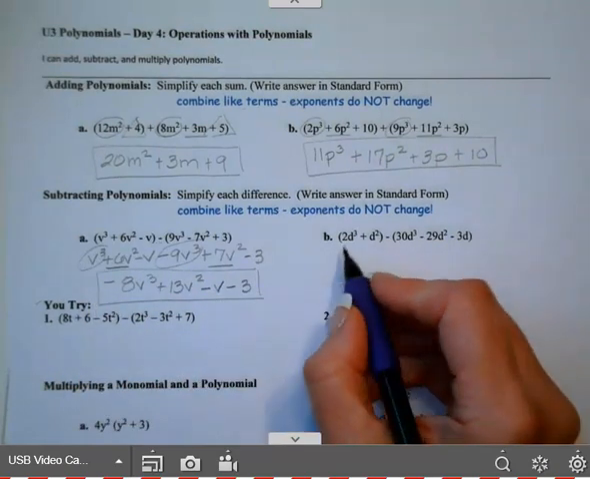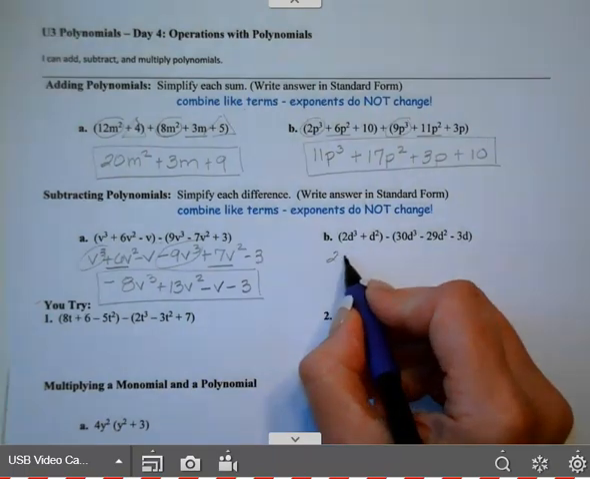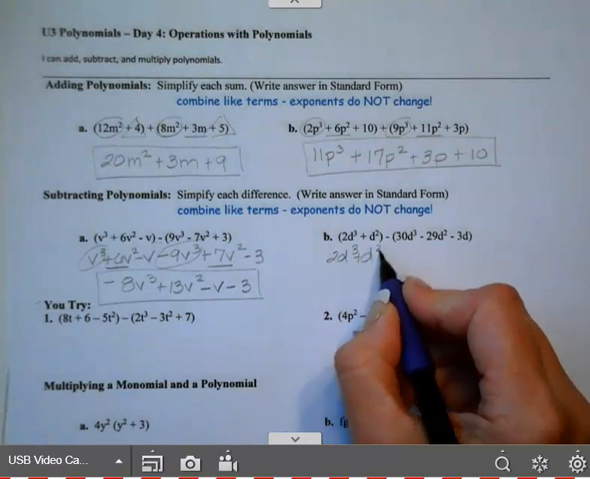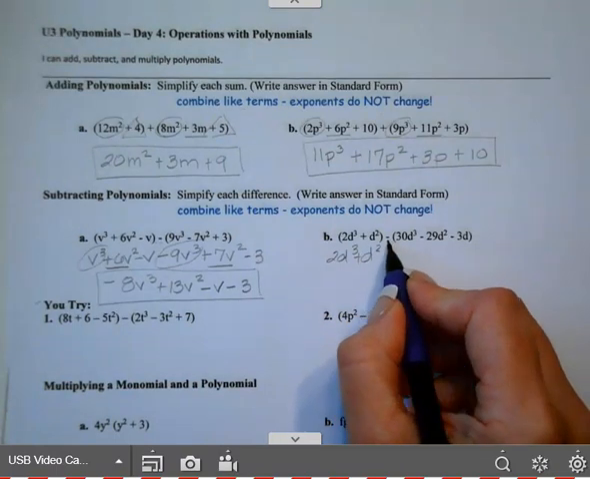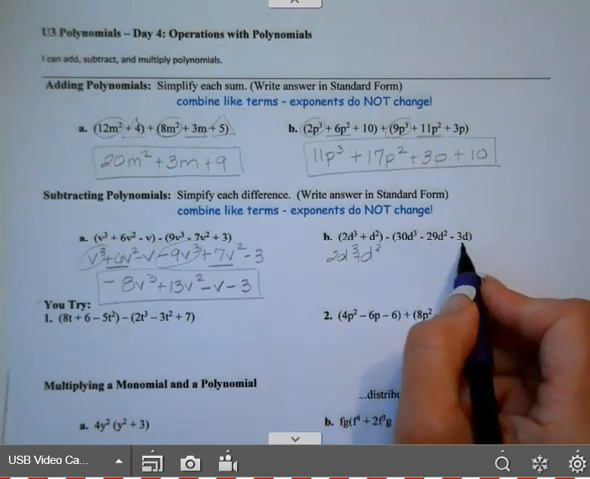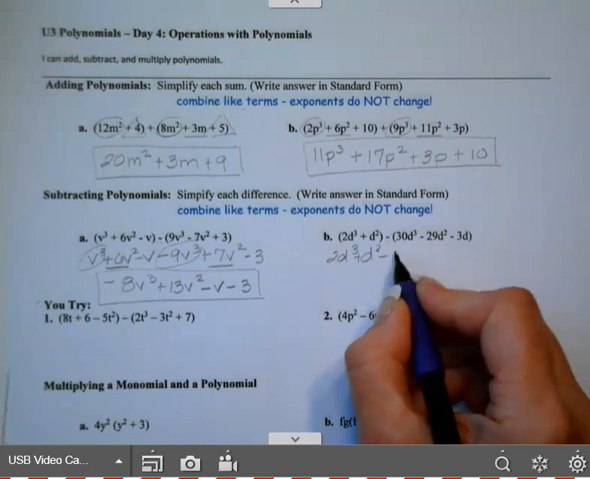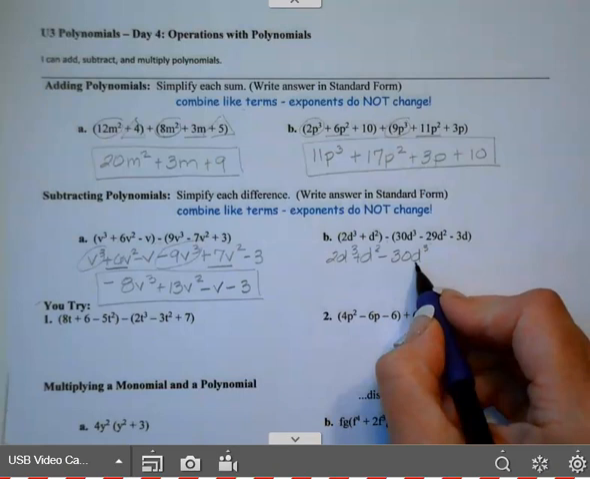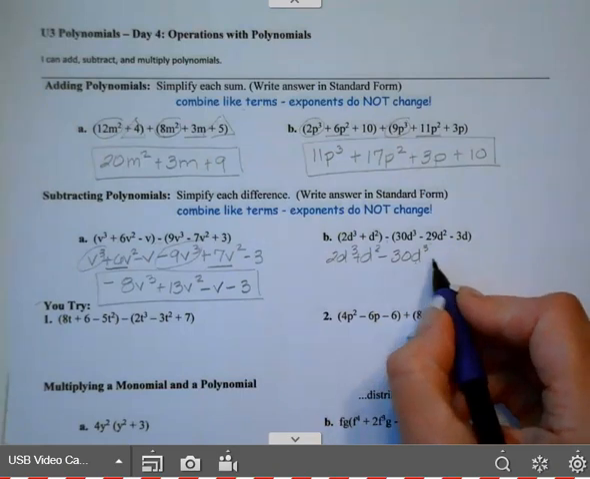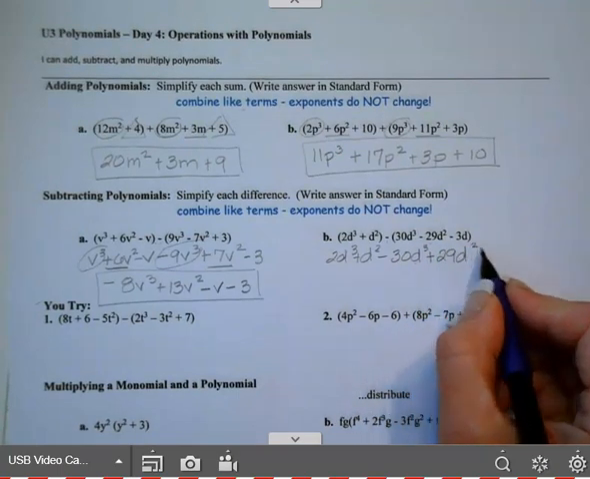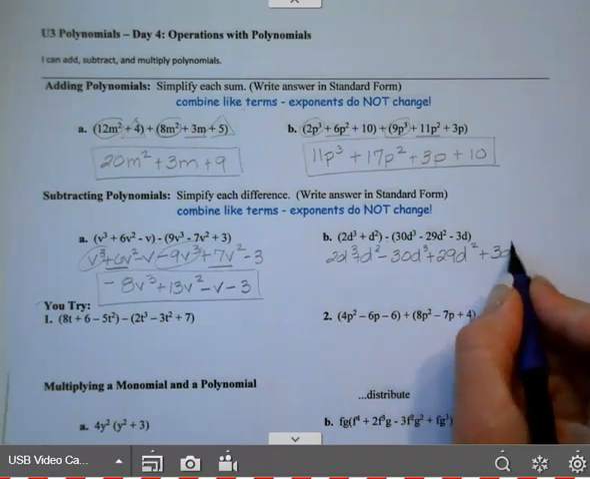On the next example, again, the first set of parentheses doesn't have a subtraction, so you can just drop the parentheses. The second set, I have a subtraction sign, so I need to subtract everything inside the parentheses. I'm going to distribute that subtraction sign. That changes all the signs inside the set of parentheses. So that'll be minus 30d to the third, minus minus becomes plus 29d squared plus 3d.